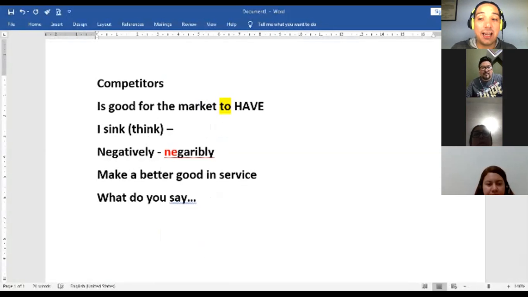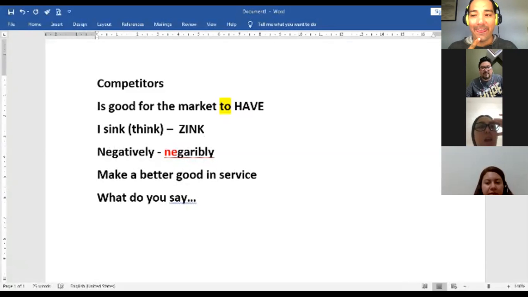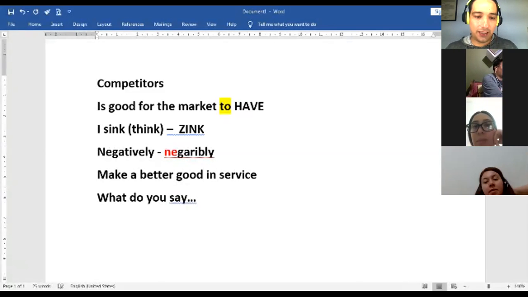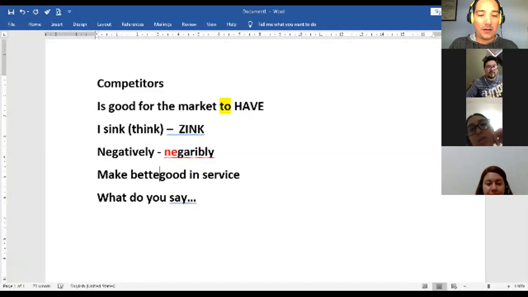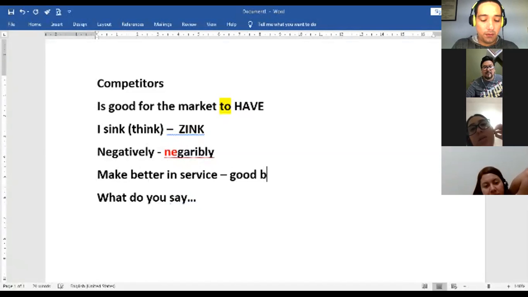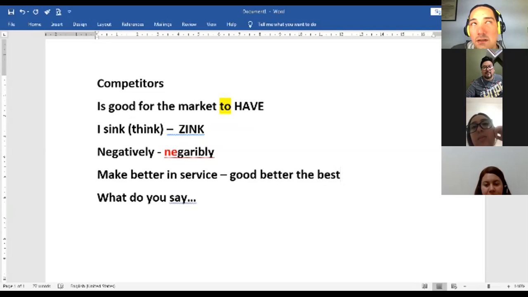Okay. It says, I think. Sink. Look. Think. Okay. Then you said, make a better good in service. I think they can make better, or they can make better in service. Okay, they can make better. So good, remember, better, the best. Good, better is the comparison, and the best is the superlative form, okay?